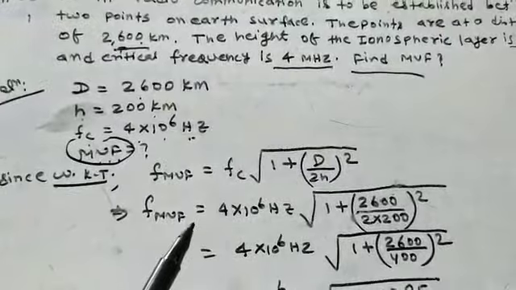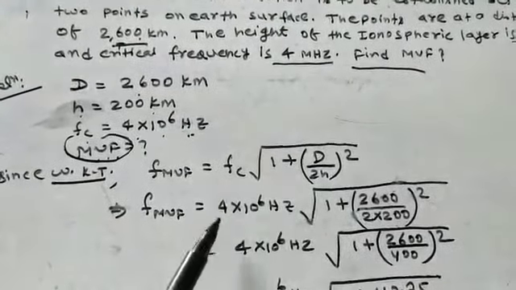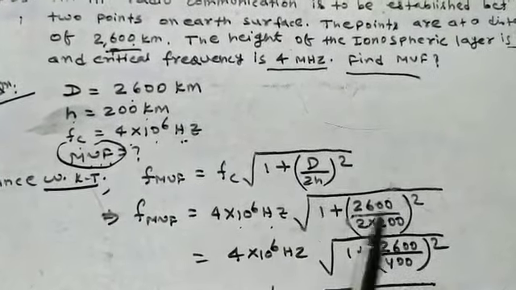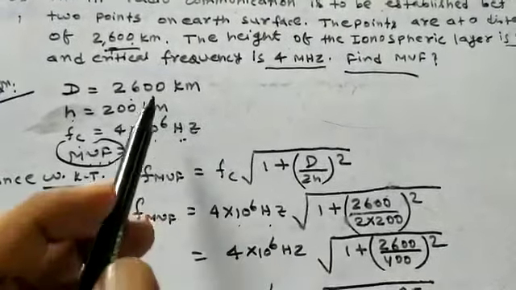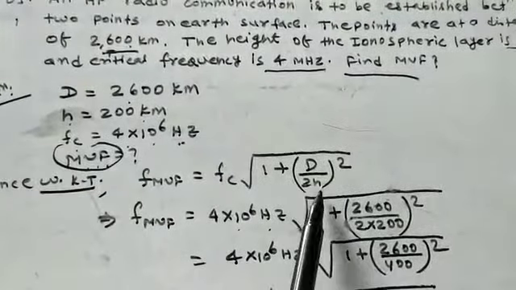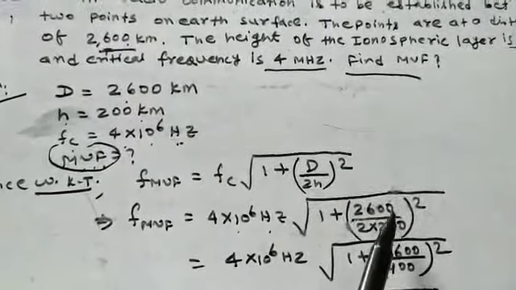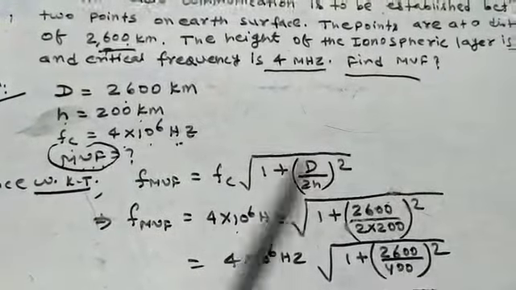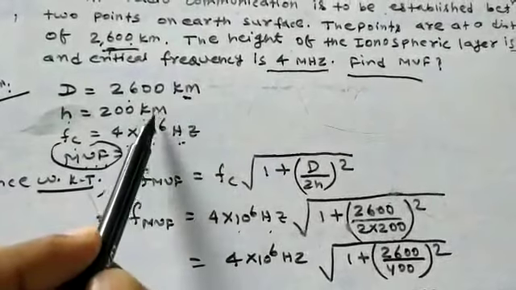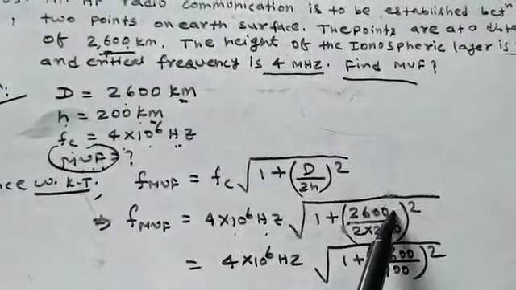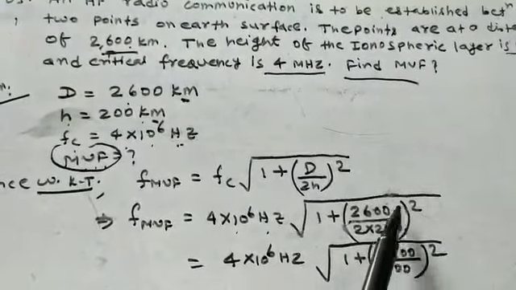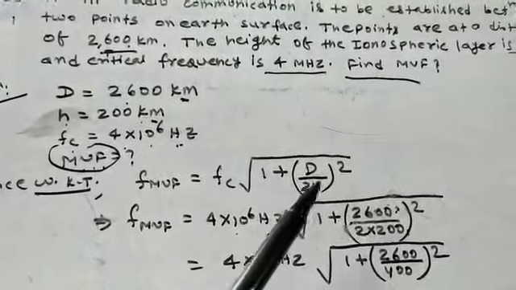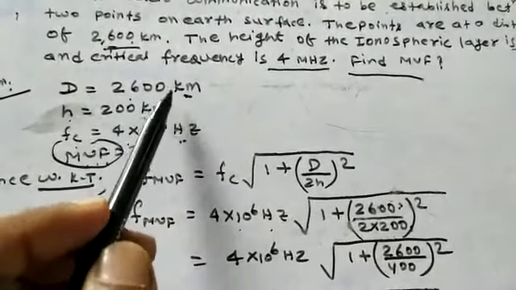I have put down the values of the respective parameters given in the question: fc, which is 4 megahertz, that means 4 into 10 to the power 6 hertz, times the square root of 1 plus d, in place of d substitute 2600 kilometer, divided by 2h, 2 into 200 kilometer. Since kilometer is the same unit in both, it will cancel out, so there is no unit and we don't need to convert it to meters. We can directly put these values in kilometer.